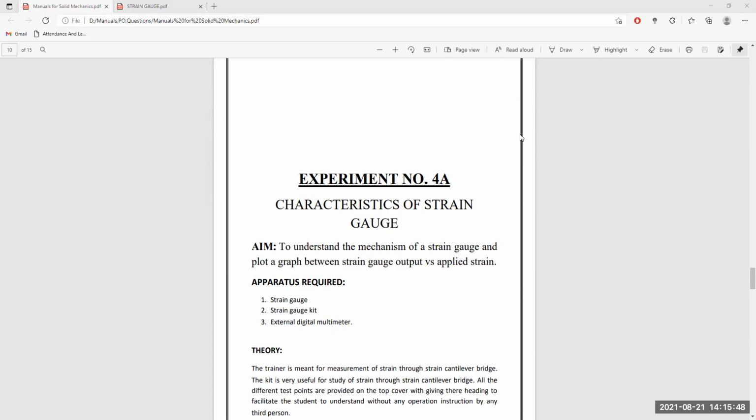Let us start today's strength of material lab. Today's job is with the strain gauge, the characteristics of strain gauges itself.